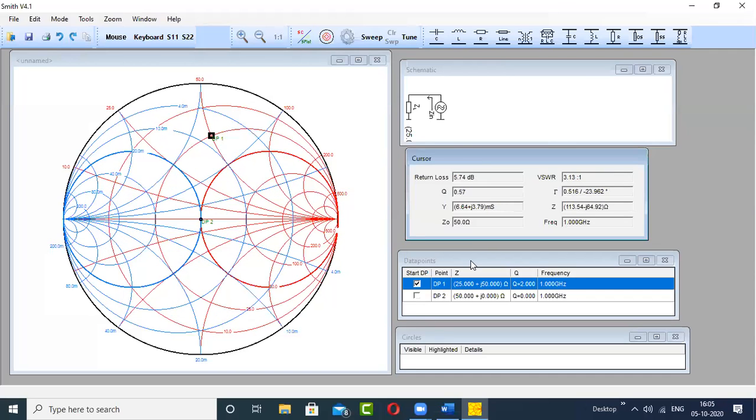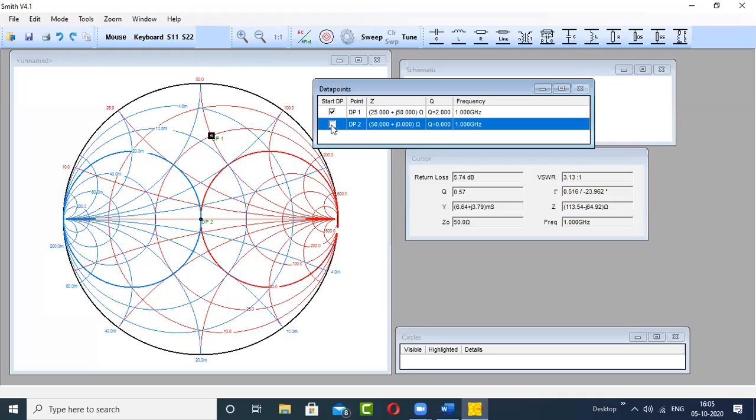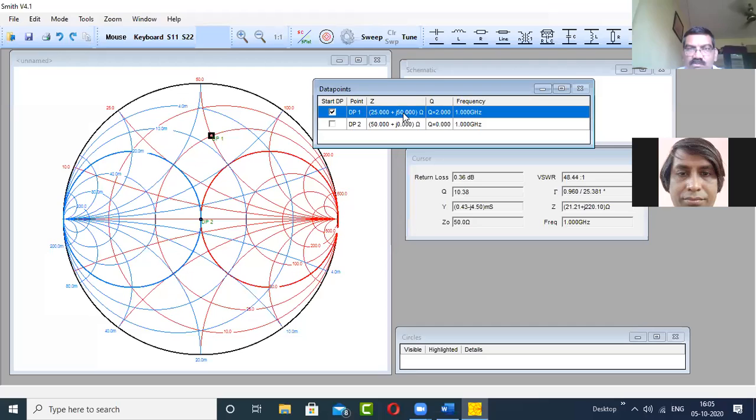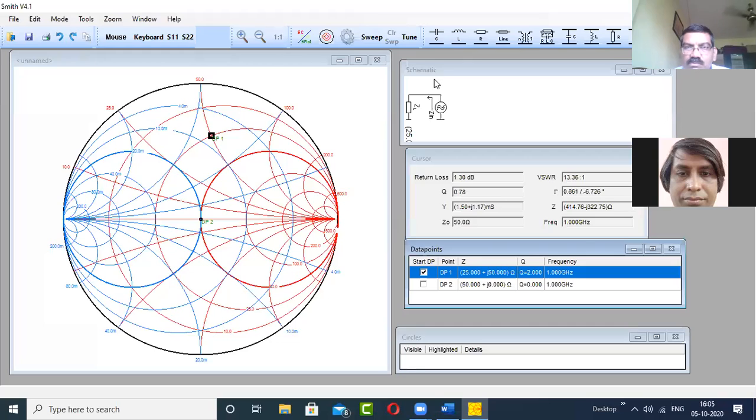So here, data points. Now 50, which is at the center, and 25 plus J50, there is a load. Now we'll see the different possible solutions for the given problem.